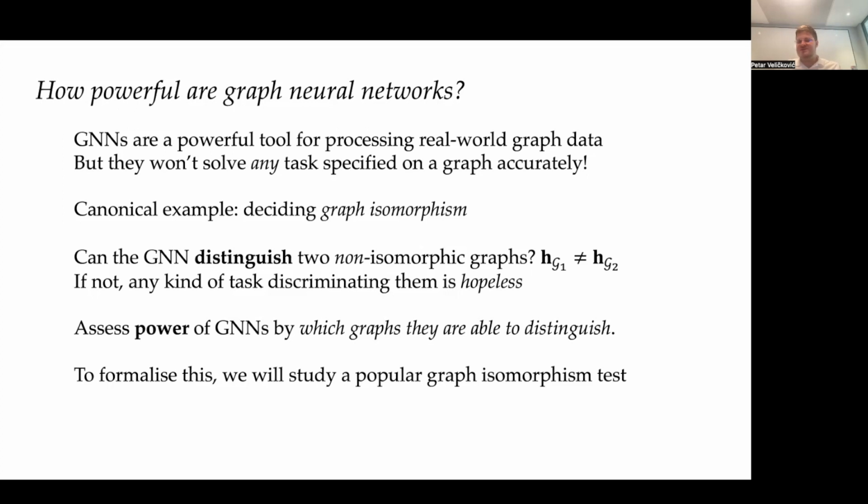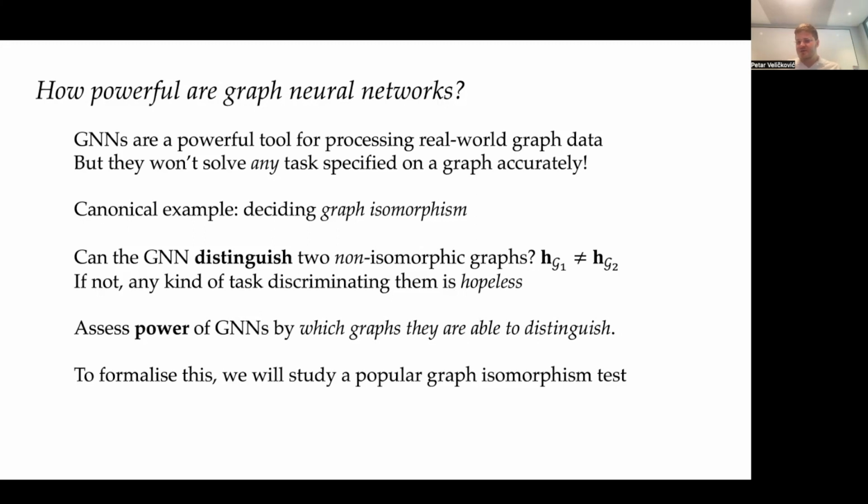And the reason why this is important is because if the graph neural network is unable to put different representations on two different graphs, then any task that classifies them differently is hopeless, right? So it's a kind of a fundamental measure of how discriminative you are. Can you discriminate between any pair of your examples? So we're going to assess the power of GNNs by which pairs of graphs they're able to distinguish.